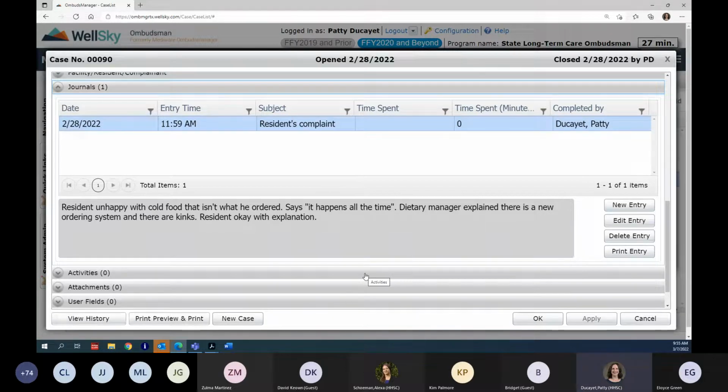And then the resident okay with explanation is some meager attempt here in my made up example. It's a really meager attempt to explain that this problem was resolved, but it sure doesn't say how you explain this to the resident. When did you explain this? We can assume it happened on the same day that you were there, but that demonstrates to me that you didn't do any kind of follow-up in this particular case to see what effect this explanation from the dietary manager had on the resident and cold food, right?